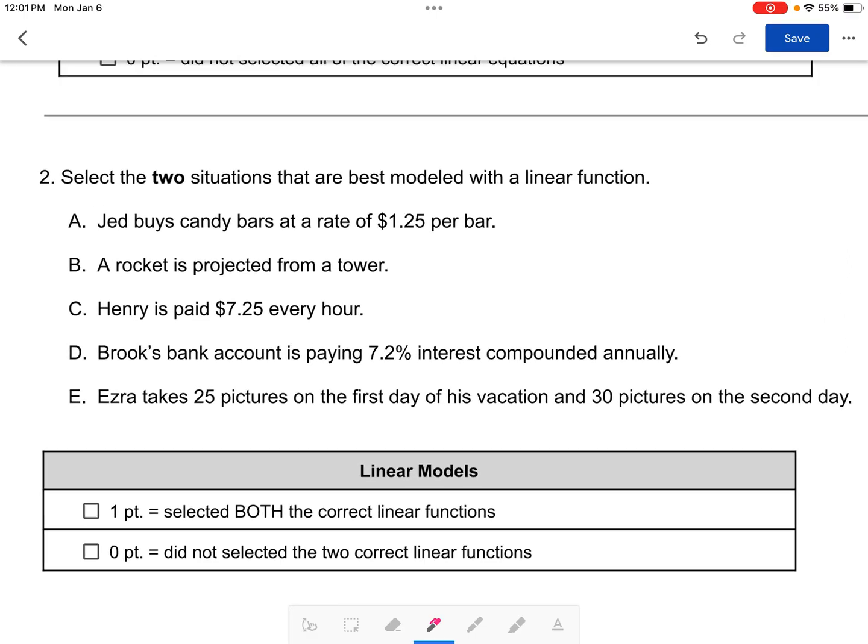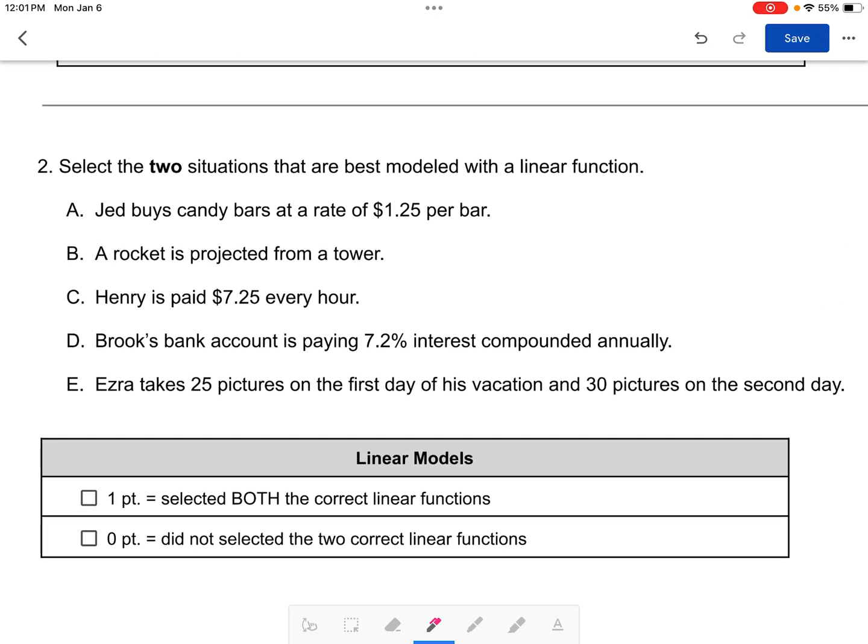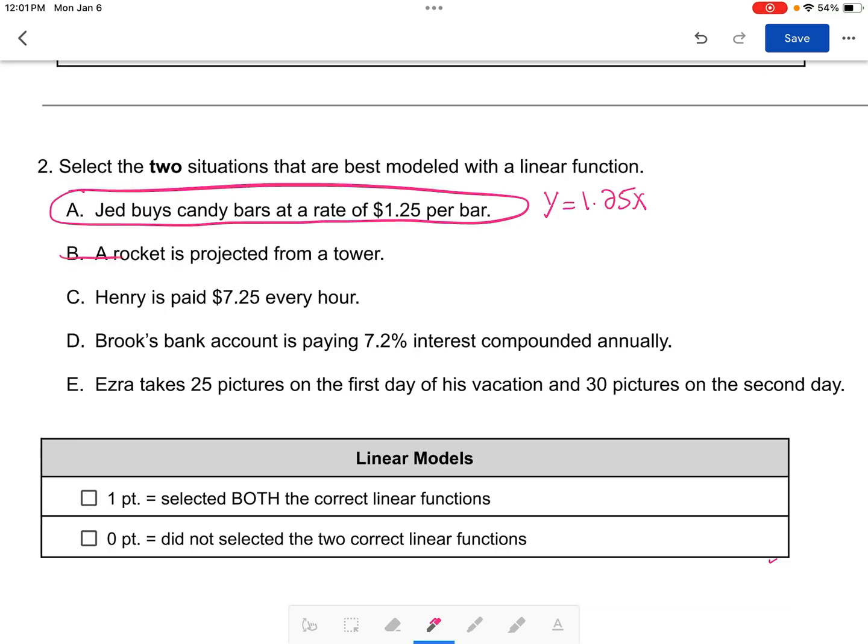Looking at number 2, it says select the 2 situations that are best modeled with a linear function. A says Jed buys candy bars at a rate of $1.25 per candy bar. That is indeed linear. It would look like this: y equals 1.25x. B, a rocket is projected from a tower. That's totally random. That is not a linear function.